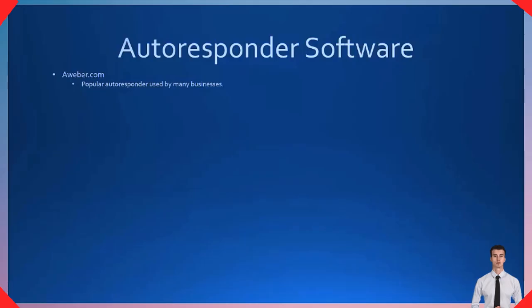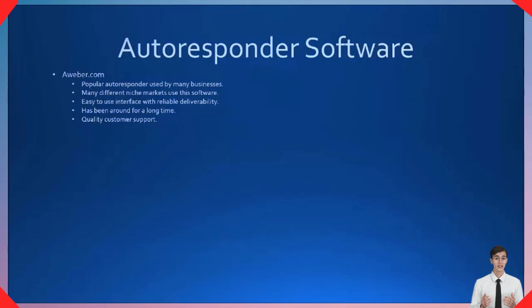Aweber.com is a popular autoresponder used by many businesses online. There are many different niche markets that use this software, everything from professional legal services like lawyer offices, to small brick and mortar businesses, to people in the internet marketing space, the weight loss space, people selling model trains, people with lists on how to make better looking cupcakes. So all kinds of niche markets use Aweber. It's an easy to use interface with reliable deliverability, and it has been around for a very long time. It's probably one of the more recognized autoresponder softwares out there. They also have quality customer support and an affordable monthly fee, especially a great starting fee. There is click tracking and analytics, so every time you send an email, you know how many people opened it, how many clicked on it, and how many people went through your content.